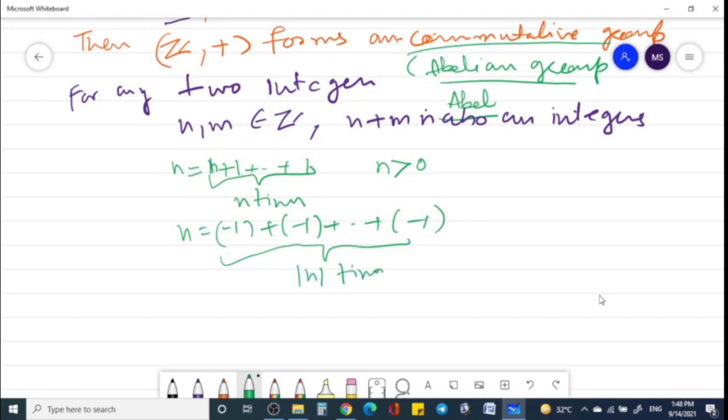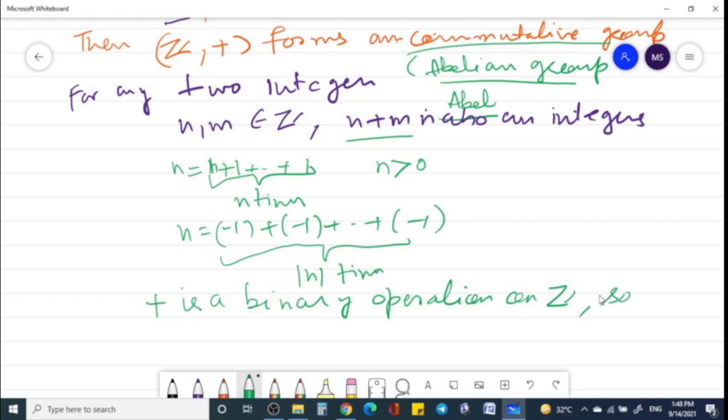So this can be readily verified that the sum of two integers is again an integer. So this operation is a binary operation on Z. So Z is closed under addition. This property is sometimes known as closure property. So, closed under addition of numbers.